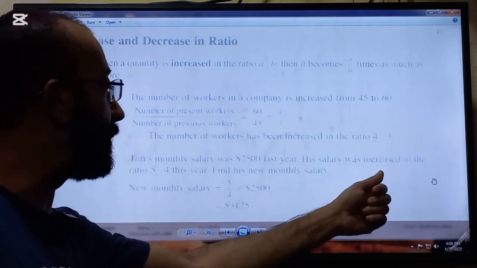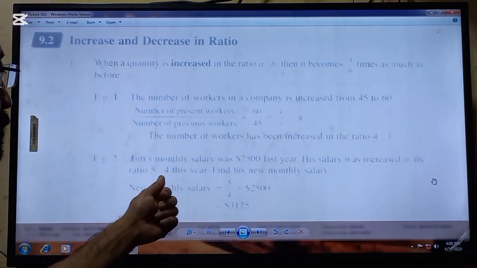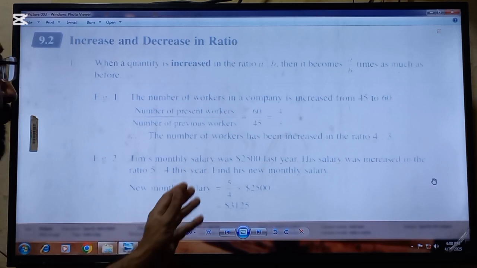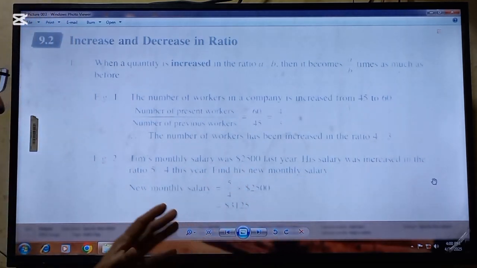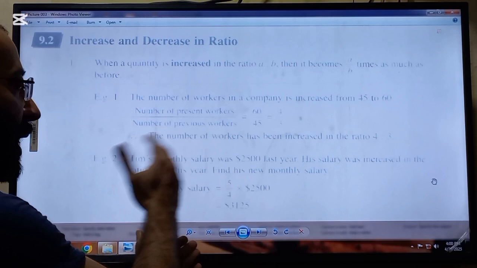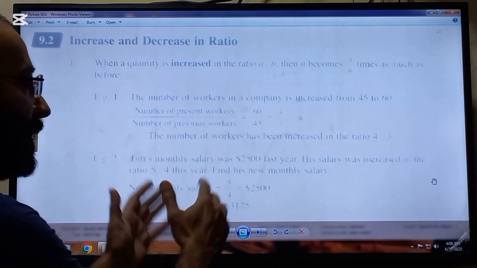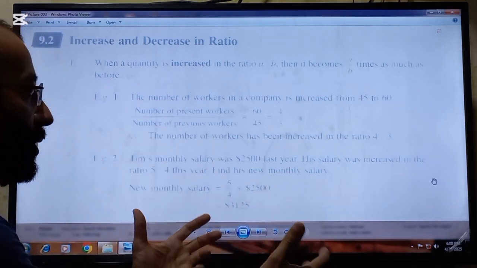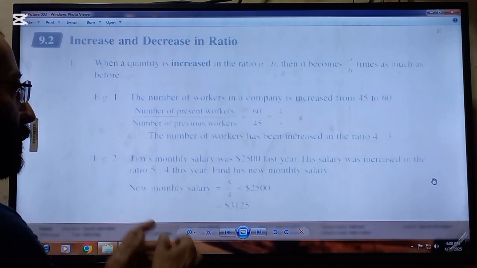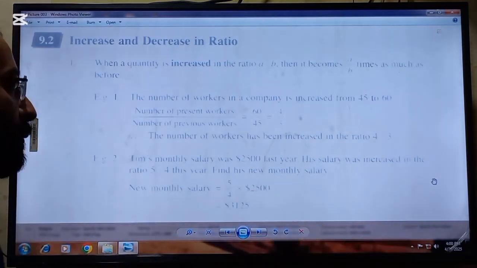His salary was increased in the ratio 5 to 4 this year. Find his new monthly salary. So this is the question in which last year's or previous salary is given, the increased ratio, the new ratio, is also given, that is 5 to 4, and the new monthly salary is the requirement.